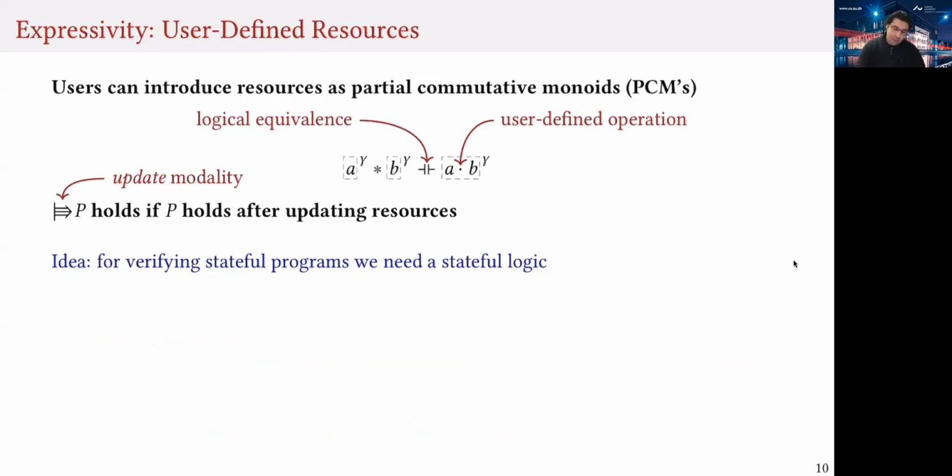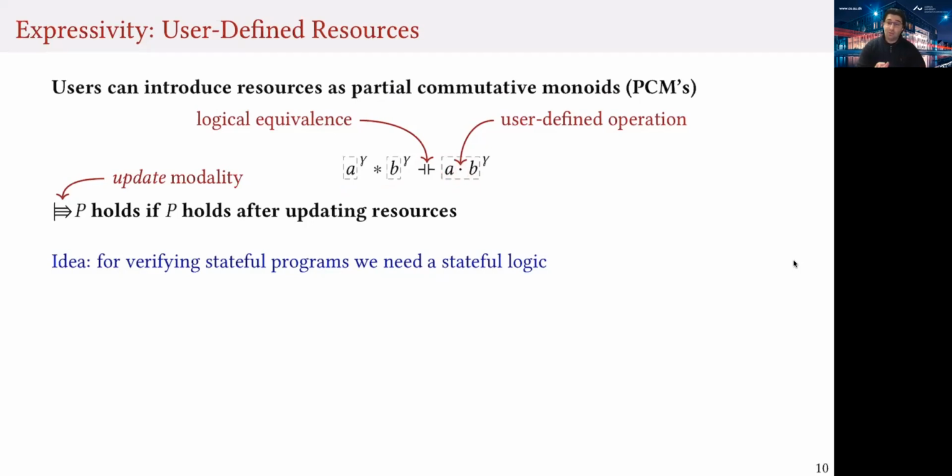The key point is that the user gets to control how resources are combined and what it means for resources to be disjoint. This happens by this equation in our system, which says that owning A and B separately is the same as owning A combined with B, where the combination is defined by the user.